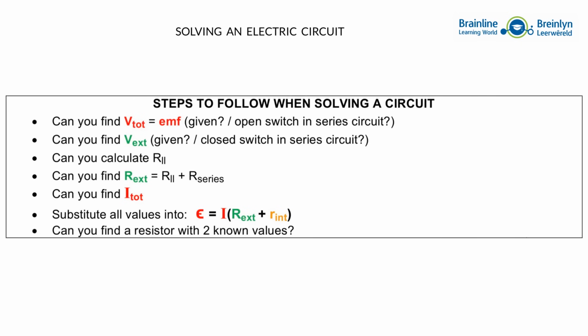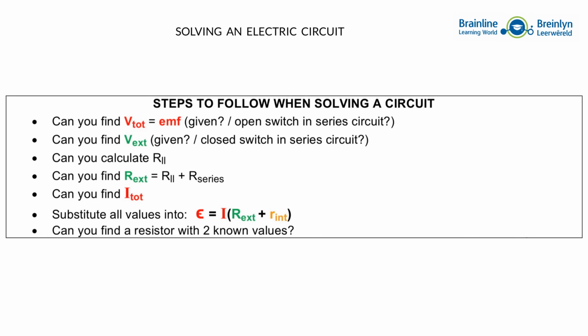There will usually be resistors in parallel. Ensure that you can calculate R parallel and remember to do the inversion at the end of your calculation. Next, see whether you can find R external, in other words, by the addition of the R parallel and then R series for all the resistors in series. See whether the total current has perhaps been given. It might have been given as a reading on an ammeter which has been placed in the main series circuit.